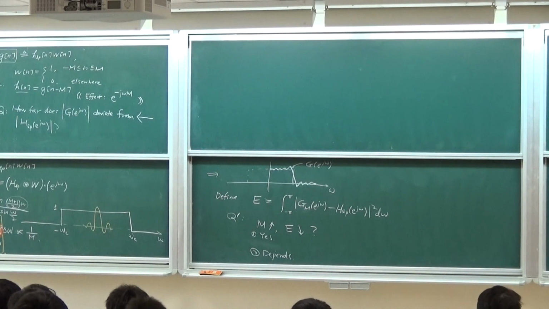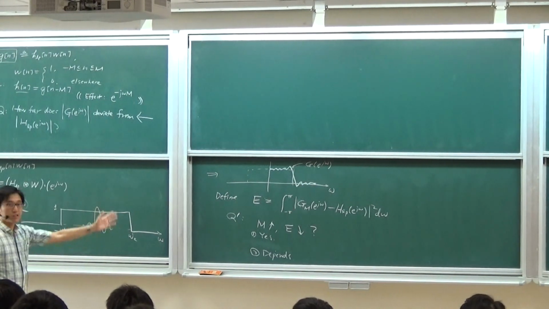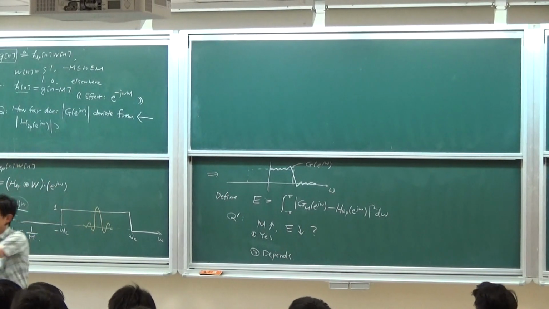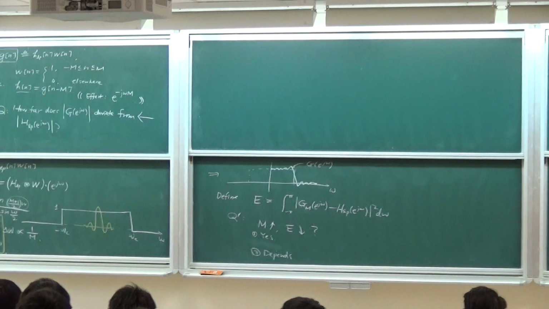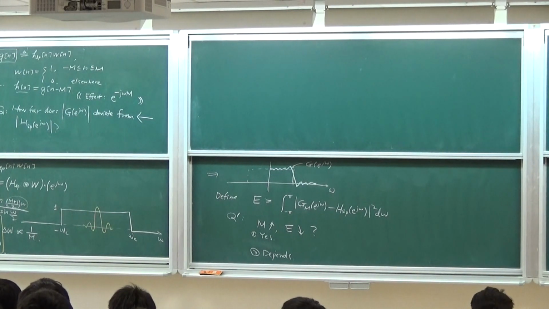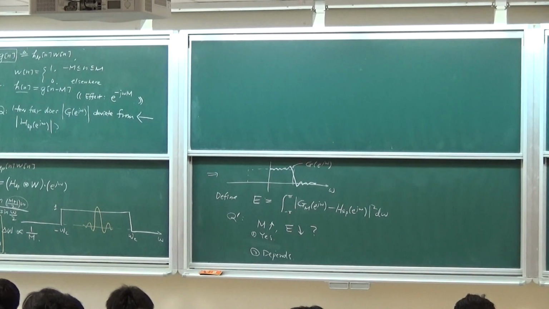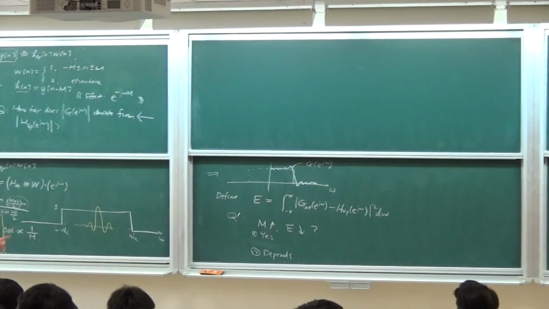Maybe there's a particular M that's locally optimal. Okay? Locally optimal. Okay, is that what you mean? Yes. You're talking about infinity. We are talking about generally.